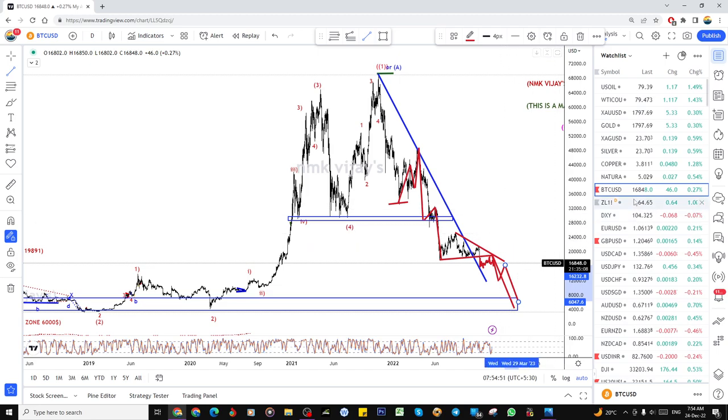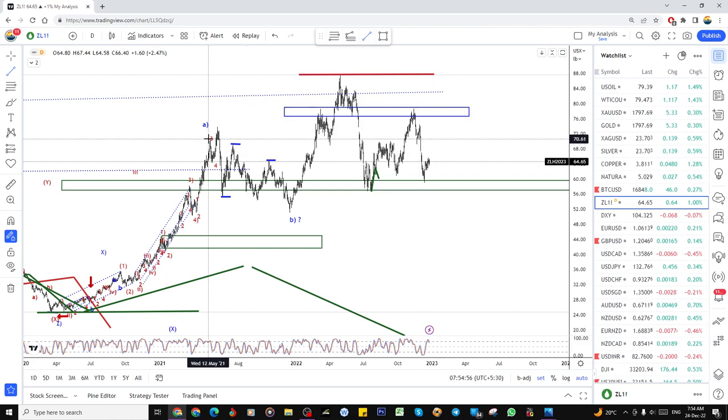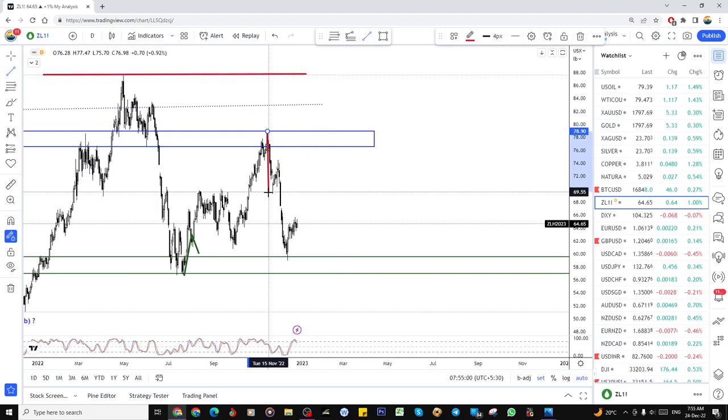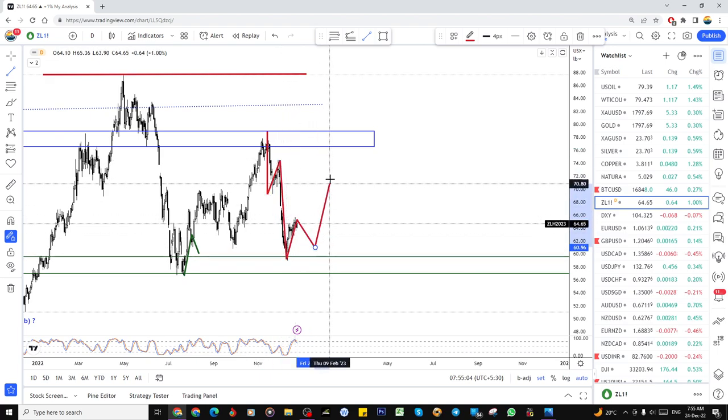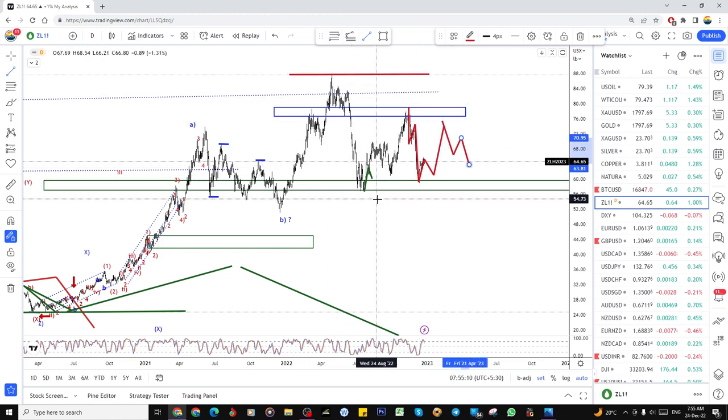So next is the ZL. I already did this exactly the same. It is hanging in the 3-wave structure. So again there will be a 3-wave structure. So this is an A. Here is the completion of that bigger A, B, C, D.